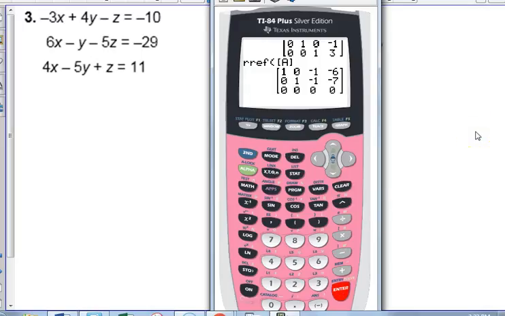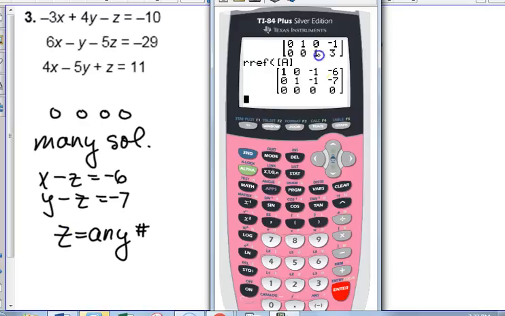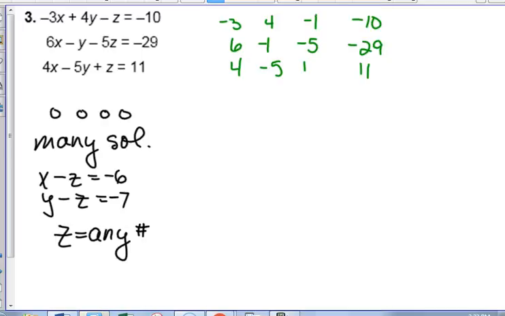Okay, so this means that we have a row of zeros, which means many solutions, right? Many solutions. Then it currently says x minus z equals negative 6. The second equation is y minus z equals negative 7. So what can be any number? Z is going to be any number. And then we're going to write z.